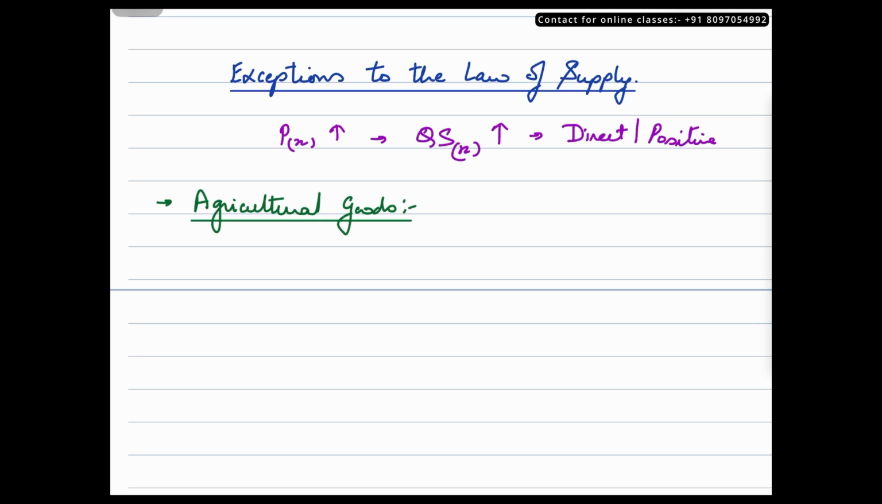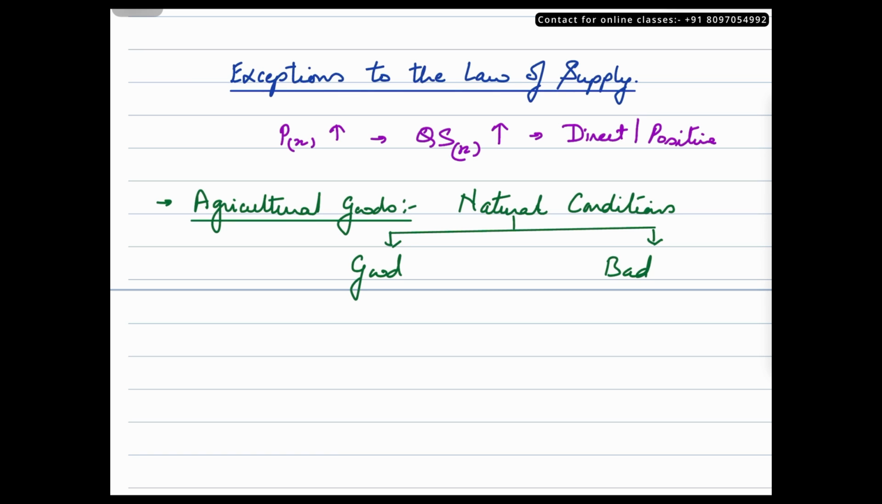Now, agricultural goods or basically the activities in the primary sector of the country are dependent to a great extent on the natural conditions. And by natural conditions, we mean the climate, the soil, the availability of water, and so on and so forth. Now, there are two possibilities here, right? Natural conditions could be good and favorable, or bad or unfavorable. If they are good, you may have a very good harvest. And if they are bad, the harvest may not be as good.